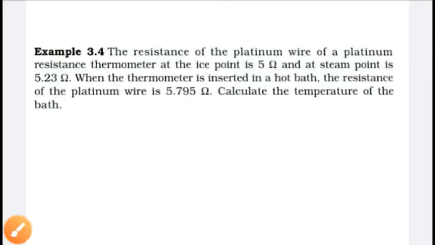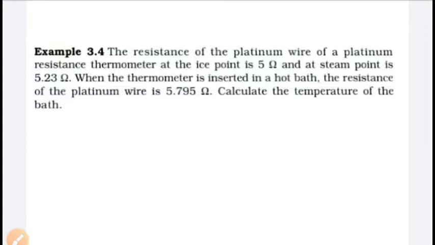Question: the resistance of the platinum wire of a platinum resistance thermometer at the ice point is 5 ohm and at steam point is 5.23 ohm. When the thermometer is inserted in a hot bath, the resistance of the platinum wire is 5.795 ohm. Calculate the temperature of the bath.